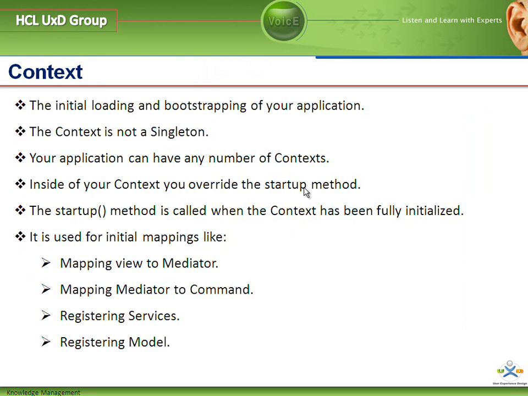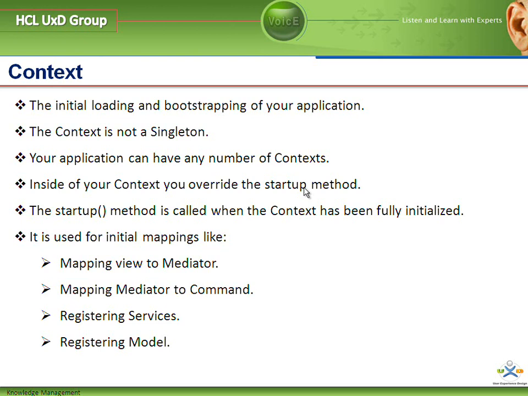In the RobotLegs framework, the first one is context. The initial loading and bootstrapping of your application, that is, the total initial mappings, will be placed under this class, and it is the same as the application file in pure MVC. But a context is not a singleton class.